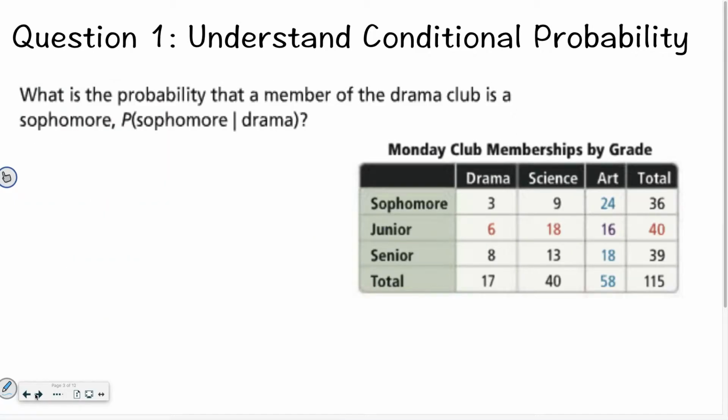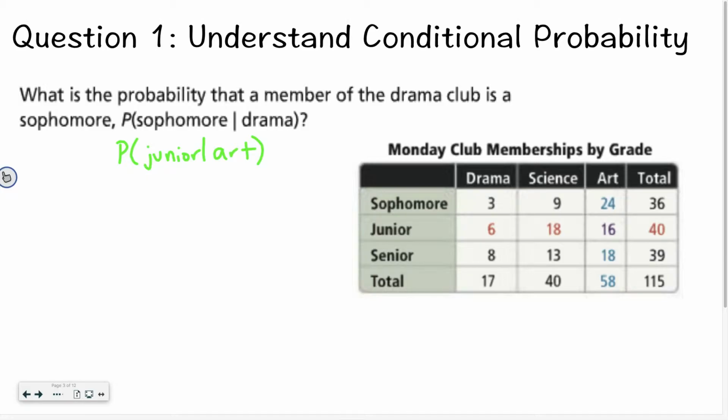Okay, now why don't you go ahead and solve this one? I'll give you a little clue. The last problem we did would look like this. That's just the way conditional probability is written: the probability of picking a junior given the art club. So in this case, what is the probability that a member of the drama club is a sophomore?